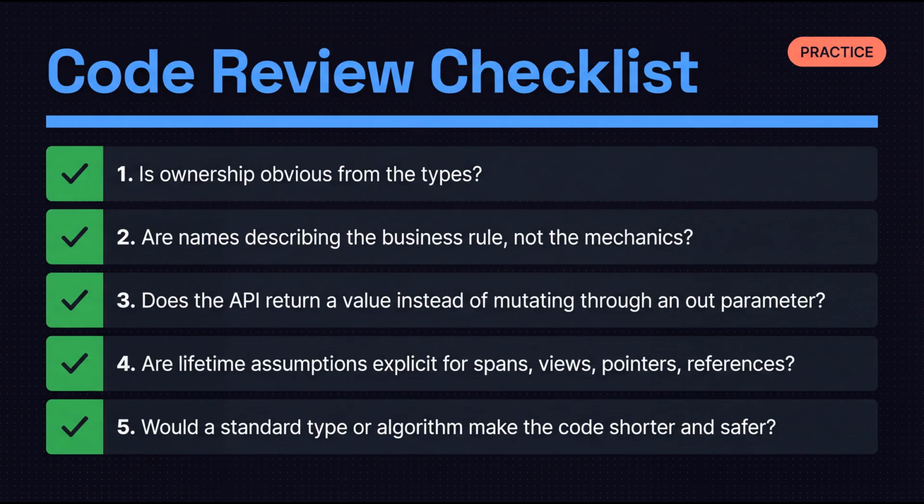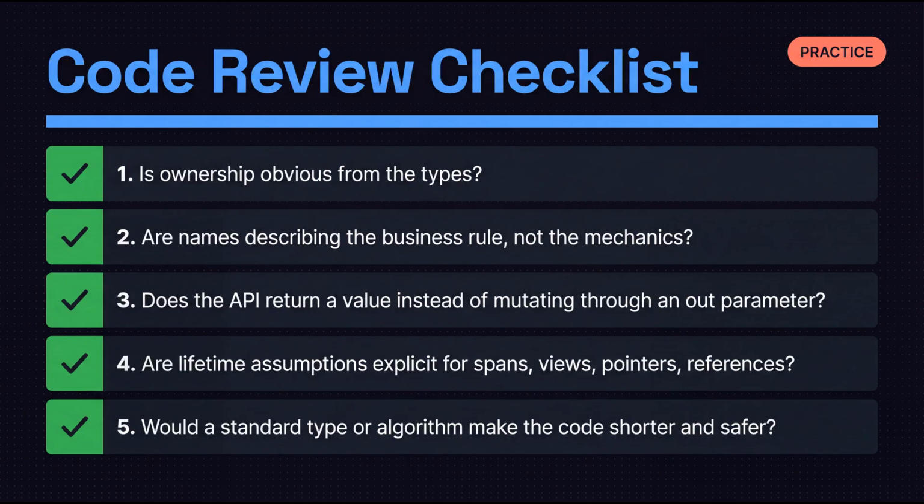Second, are names describing the business rule, not the mechanics? Sum positive is better than process values. Parse port is better than convert string. Third, does the API return a value instead of mutating through an output parameter? Returned values are easier to compose and test.